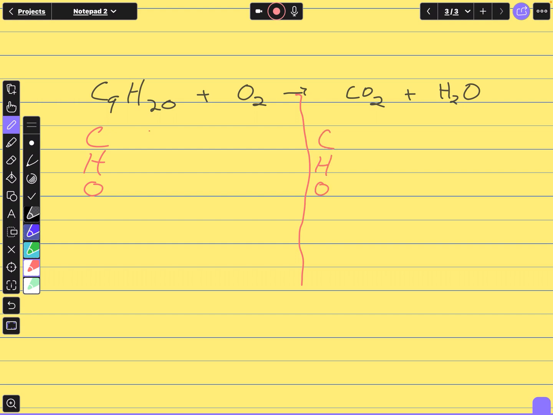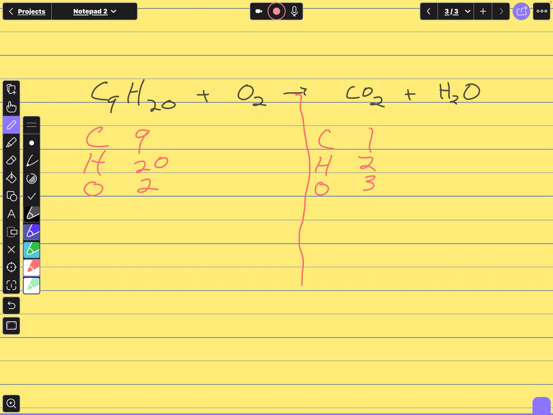Now carbons, I have 9 of those. Hydrogens, I have 20. Oxygens on the left, I have 2. On the right side, carbons, I have 1. Hydrogens, I have 2. And oxygens, I got 2 there with CO2, but I got 1 with H2O for a total of 3.